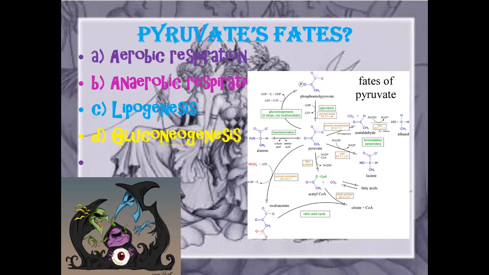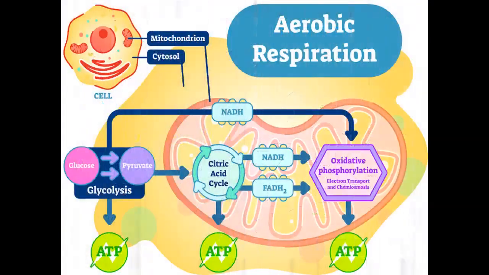Gluconeogenesis and lipogenesis only happen in the liver. Only place they can happen. And that's the fates. So, yeah.